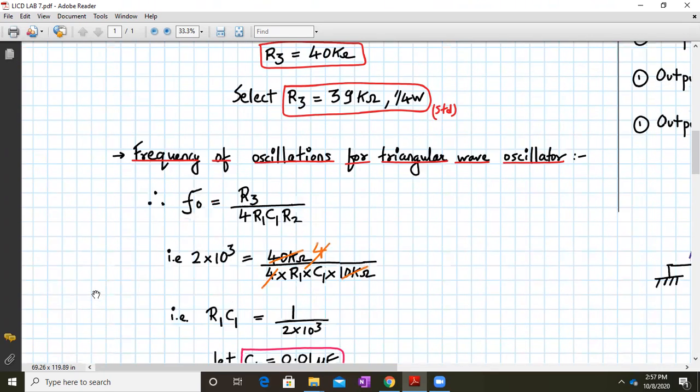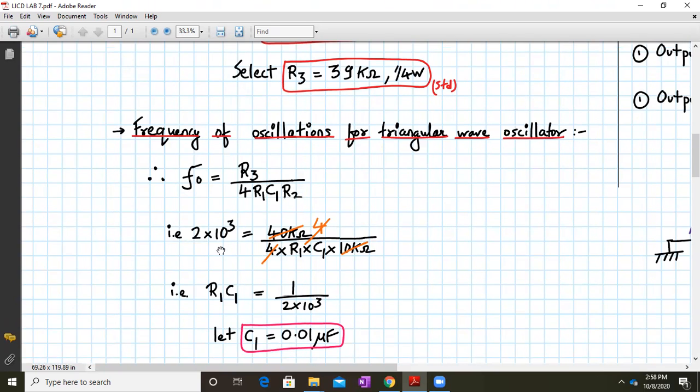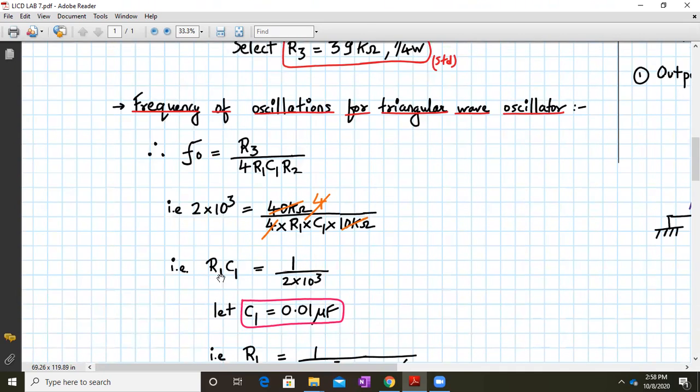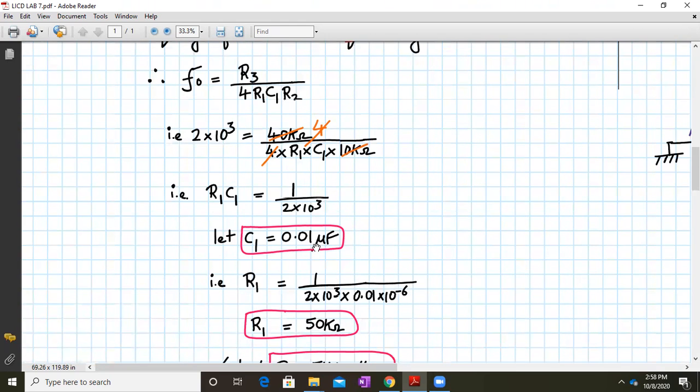Now for the frequency of oscillations for the triangular wave generator, the formula is given by f0 is equal to R3 upon 4 times R1 into C1 into R2. So f0 is given as 2 kilohertz and the values of R2 and R3 are known to us. So we get R1 C1 is equal to 1 upon 2 into 10 raised to 3. Over here it is easy to assume the value of C1 as 0.01 microfarad.